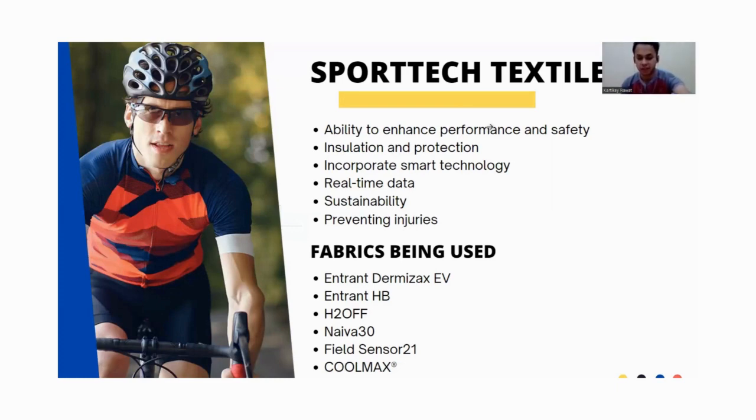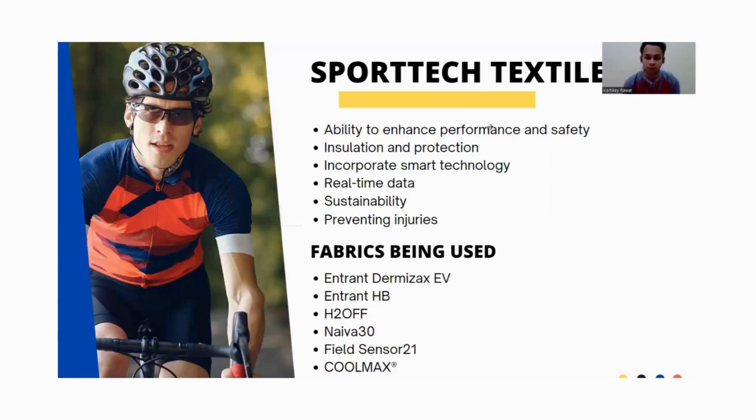So the second last would be Field Sensor 21. It is a high performance fabric from Toray that employs a multi-layer structure to absorb perspiration quickly and transport it up to the outer layer of the fabric using capillary action. So this is a very unique type of fabric. This fabric is composed of coarse denier yarn on the inside surface and fine denier hydrophobic polyester yarn in a mesh structure on the outer surface to accelerate quick evaporation of sweat.